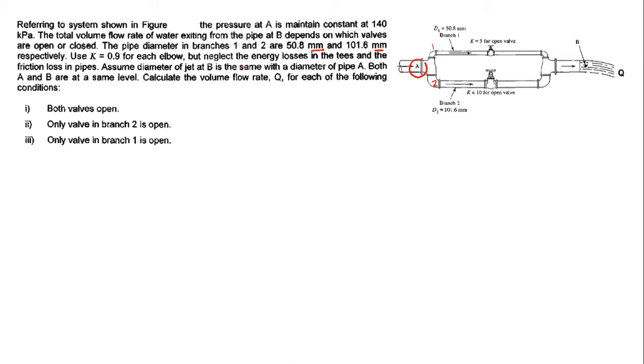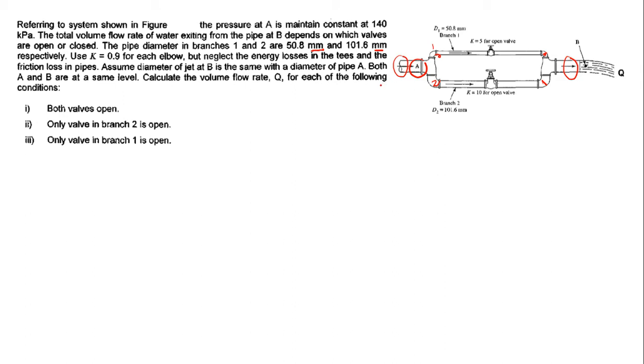Use K, the minor losses, equal to 0.9 for each elbow. So you have 2 elbows for each pipe. But neglect the energy losses in the T's and the friction loss in pipes. Neglect everything, just the minor losses on the elbows. Assume the diameter of the jet at B is the same as the diameter of pipe A. So the diameter at pipe B and A is the same.